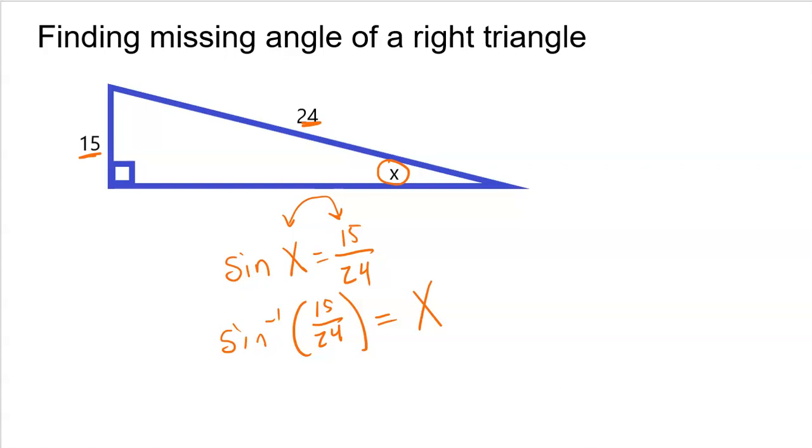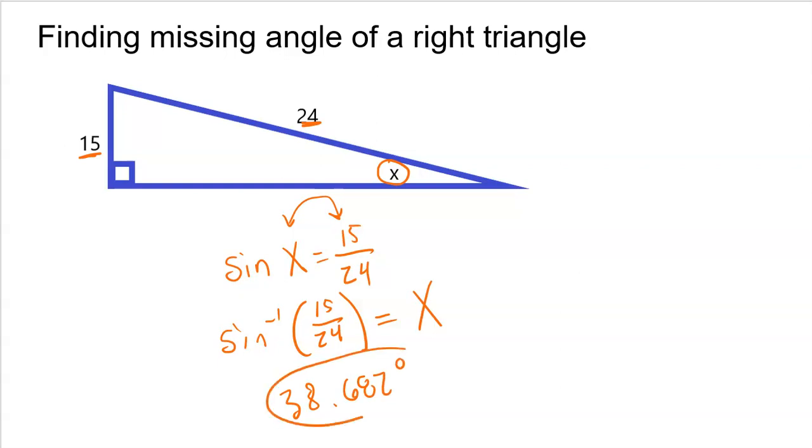So now this is a triangle, so it would make sense to be in degrees. So I'm actually going to put myself in degree mode on my calculator. I'm going to do an inverse sine, so second sine of 15 over 24. And when you do an inverse, the output is an angle, and the angle is 38.682 degrees.